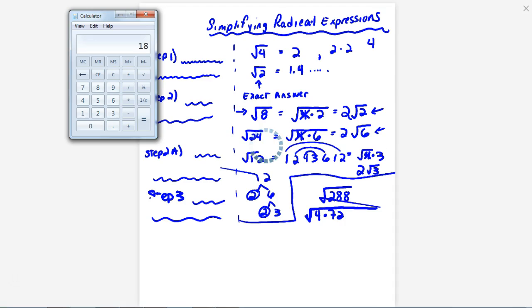So we can change that again to the square root of 4 times 4 times 18. Now, is there a perfect square that can go into 18? 4 can't go into 18. What's the next perfect square? 9. 9 can go into 18. So what is that going to look like? It's going to look like the square root of 4 times 4 times 9.